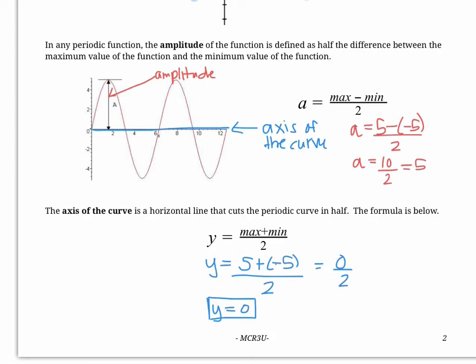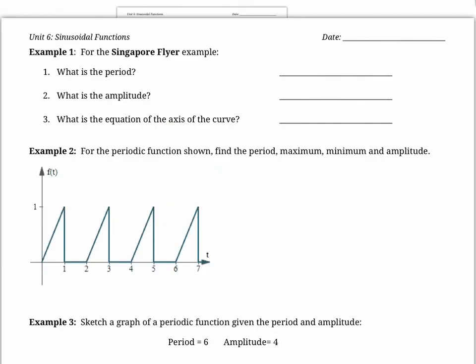So now try out the new words that you've learned: period, amplitude, and equation of the axis of the curve, and apply them to our Singapore Flyer example. Go back to our first page, approximate what you think the period is, the amplitude, and the axis of the curve, and then come back and check the video.